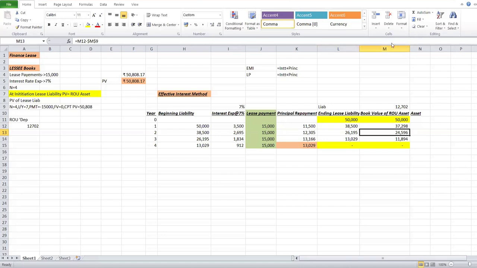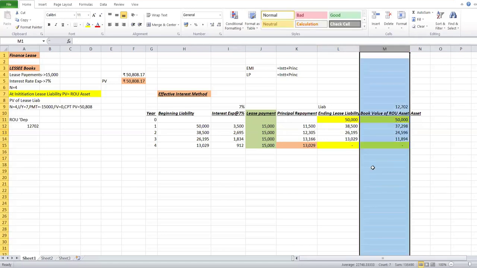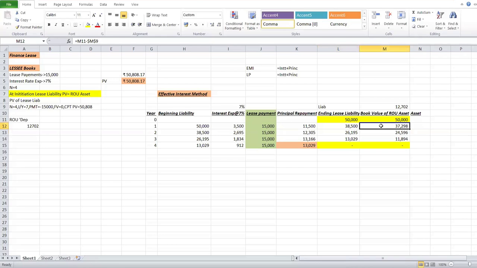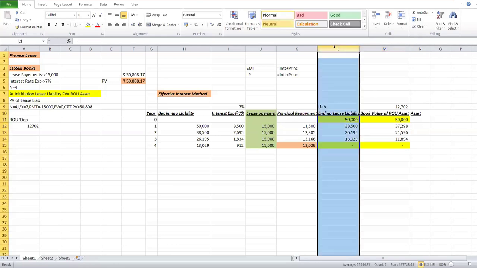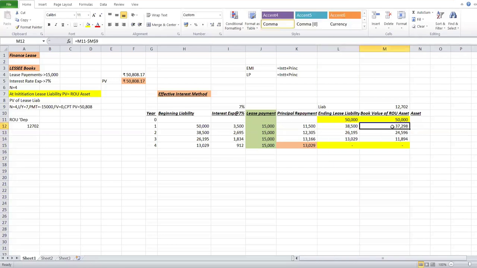So let me focus first on this M part, that is your asset part of your balance sheet. Then I will focus on the liability part, how the L is determined. The M is nothing but, in your books of account, on the asset you have to recognize only depreciation. Only depreciation is what you have to focus on when you're thinking about the right to use of that asset.